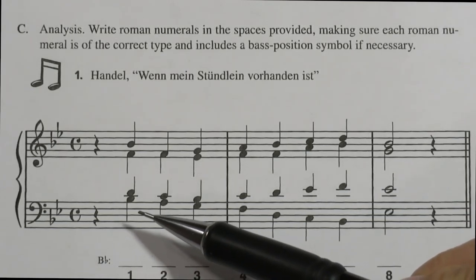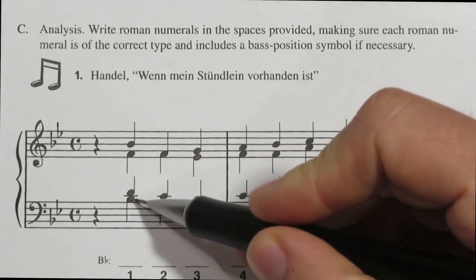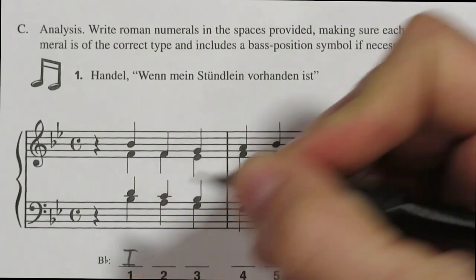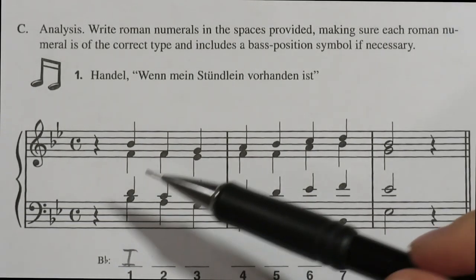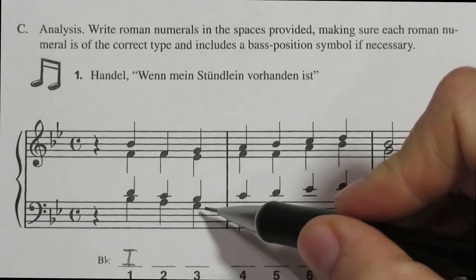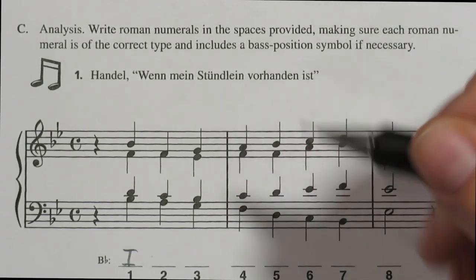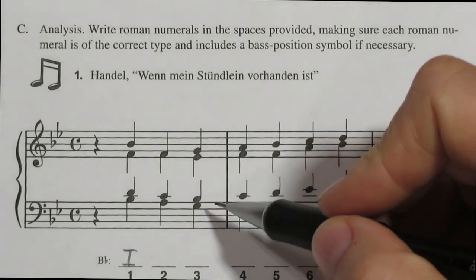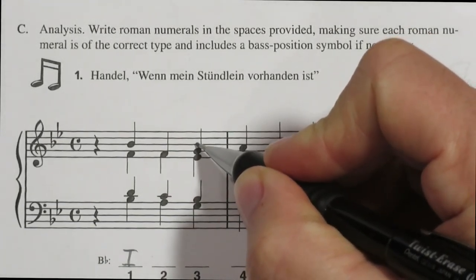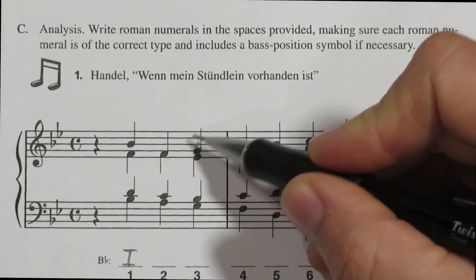And number one, we have B flat, D, F, and B flat. So B flat, D, and F would be a one chord. And it's major, right? It makes sense that the first chord in the song in B flat would be a one chord. Okay. Now we got for number three, G, B flat, E flat, G. Okay, so if we take the E, G, and then we put the B flat up here, we see E flat, G, B flat. That's an E flat major triad.